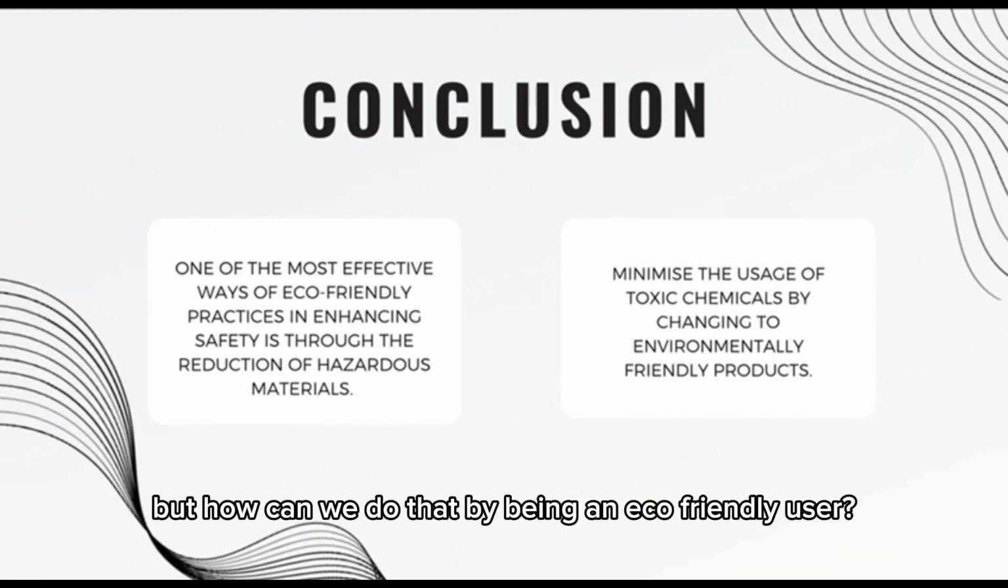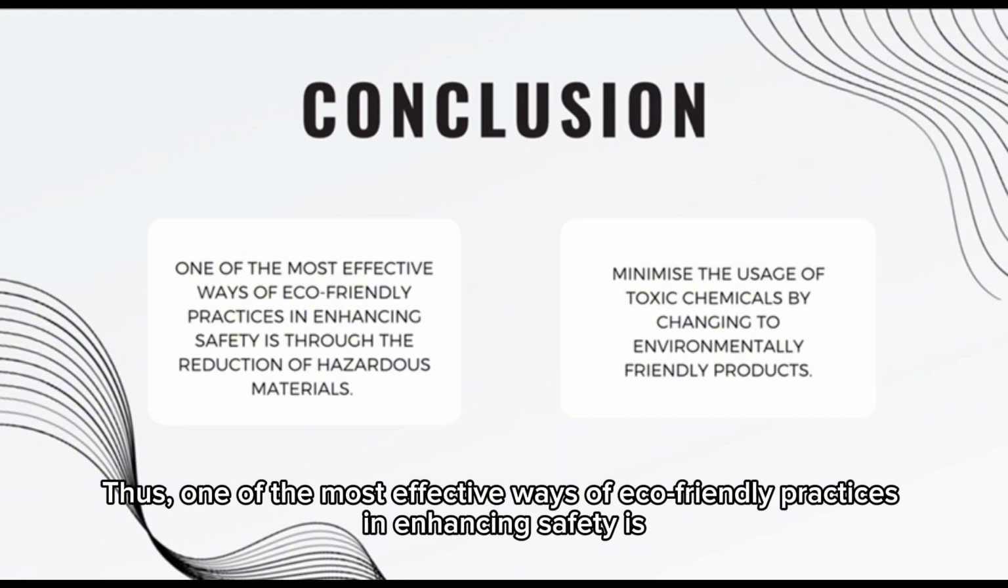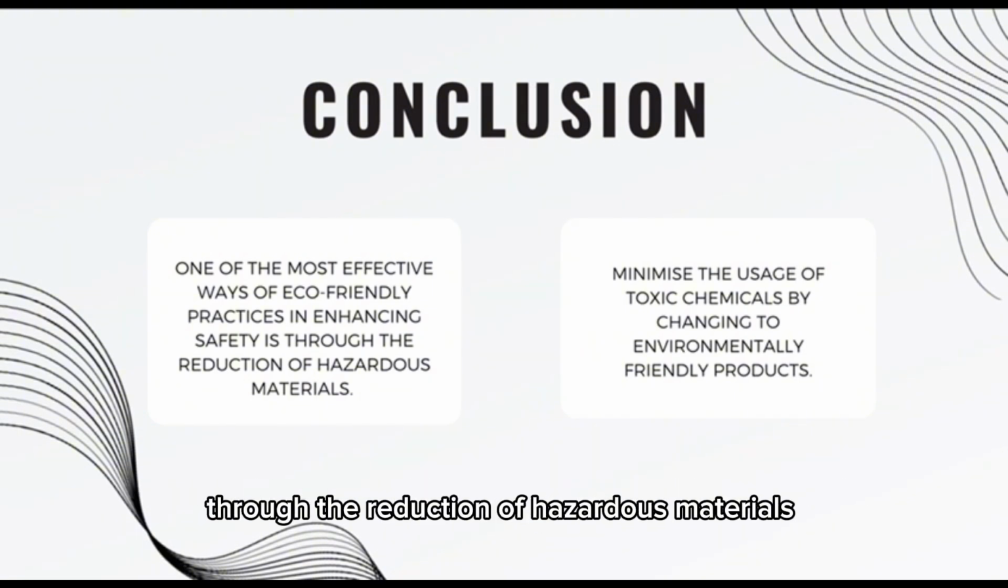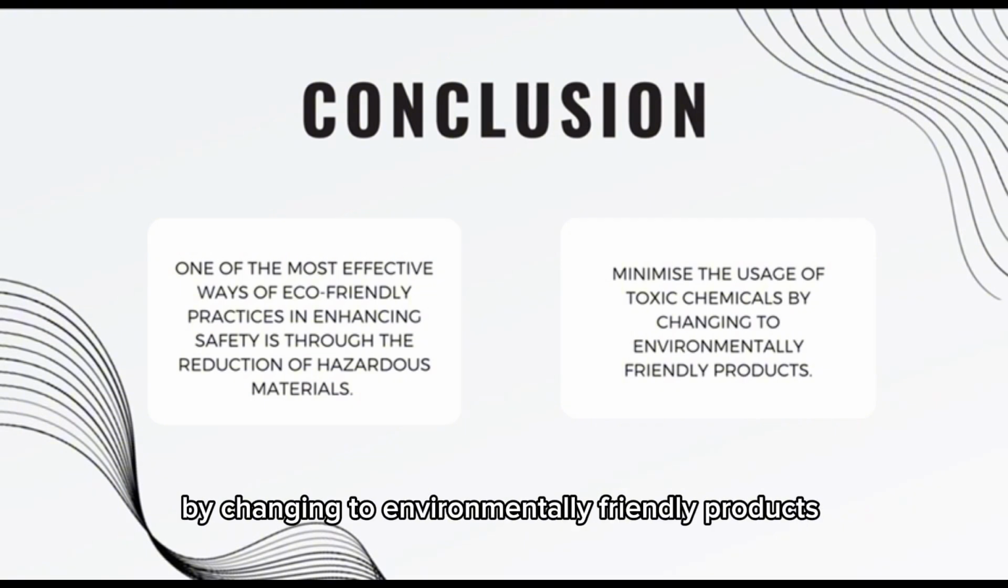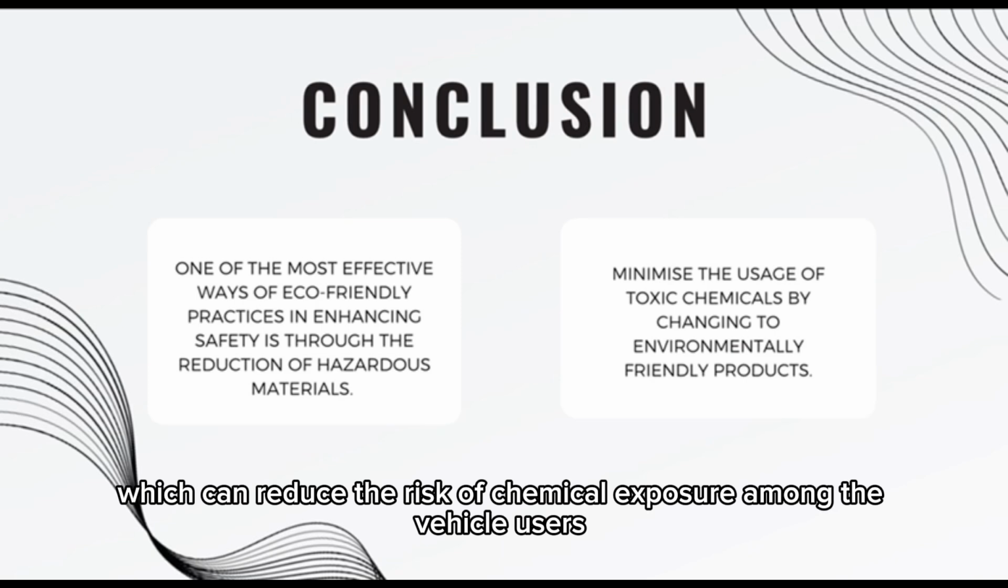But how can we do that by being eco-friendly users? One of the most effective eco-friendly practices in enhancing safety is the reduction of hazardous materials. If we comply with safety standards, we can minimize the usage of toxic chemicals by changing to environmentally friendly products, which can reduce the risk of chemical exposure among the vehicle's users.